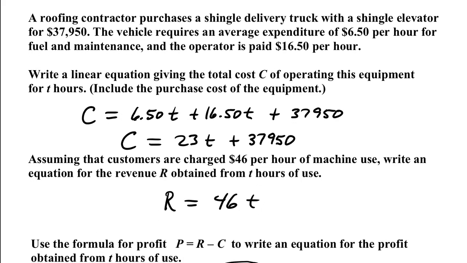A roofing contractor purchases a shingle delivery truck with a shingle elevator for $37,950. The vehicle requires an average expenditure of $6.50 per hour for fuel and maintenance, and the operator is paid $16.50 per hour. Write a linear equation given the cost C of operating this equipment for T hours. Include the purchase cost of the equipment.